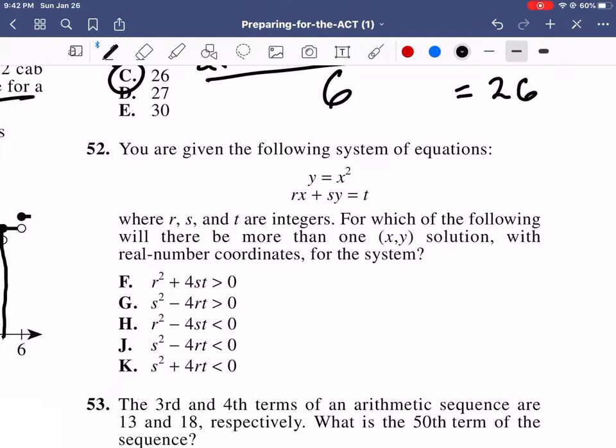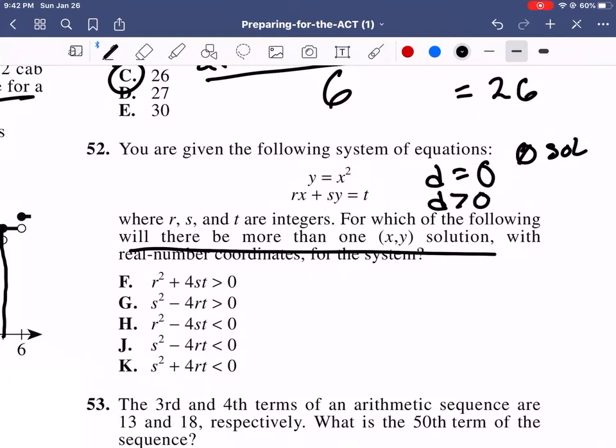Will there be more than one solution? We already know that's the discriminant. The discriminant tells you how many solutions there are. So if d equals 0, there are 0 solutions. If d is greater than 0, there will be 2 solutions. If d is less than 0, there'll be 1 solution. So it's asking for when d is greater than 0.